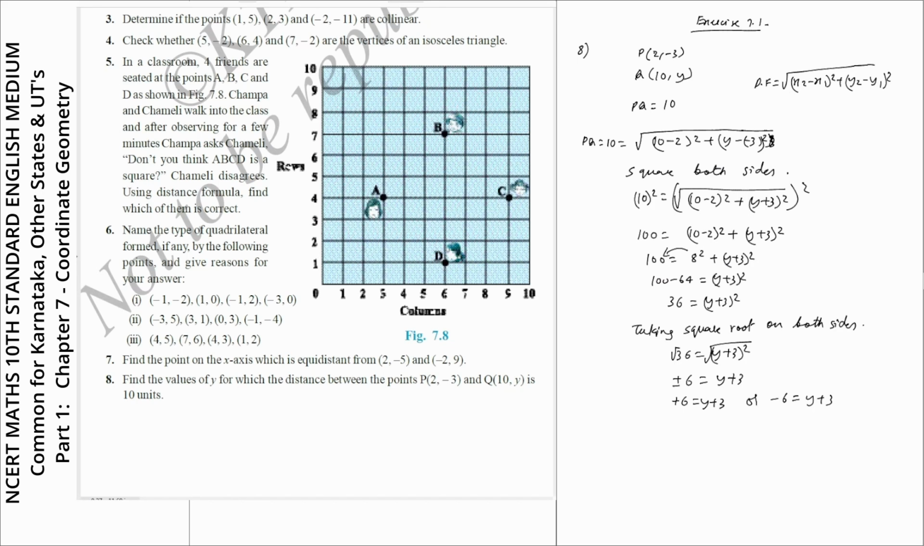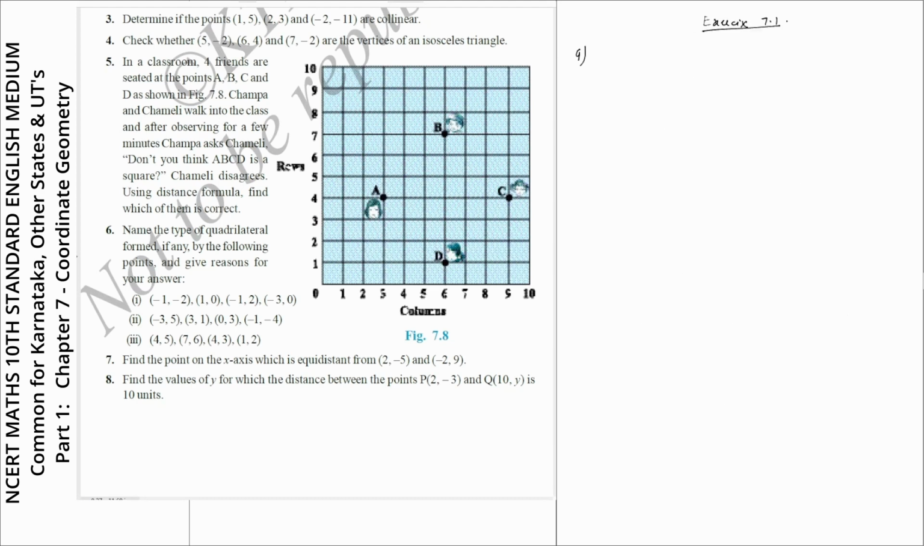So here I will get, if I bring 3 to the left hand side, 6 minus 3 is equal to y, so y is equal to 3. Also minus 6 is equal to y plus 3. If I bring minus 3 to the left hand side, minus 6 minus 3 is equal to y. So minus 9 is equal to y. So y is equal to plus 3 or y is equal to minus 9 is the answer.